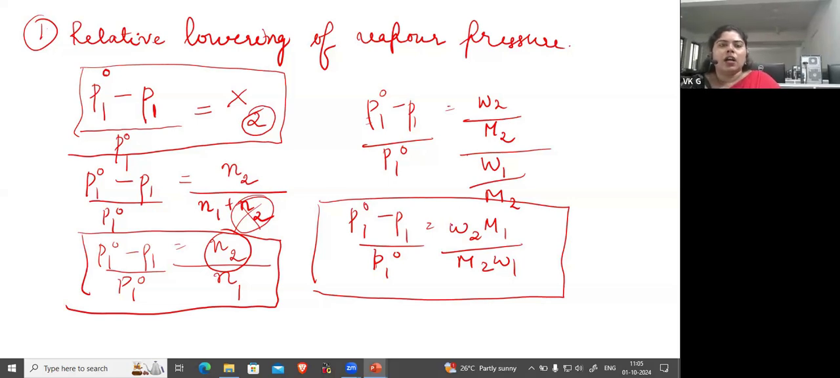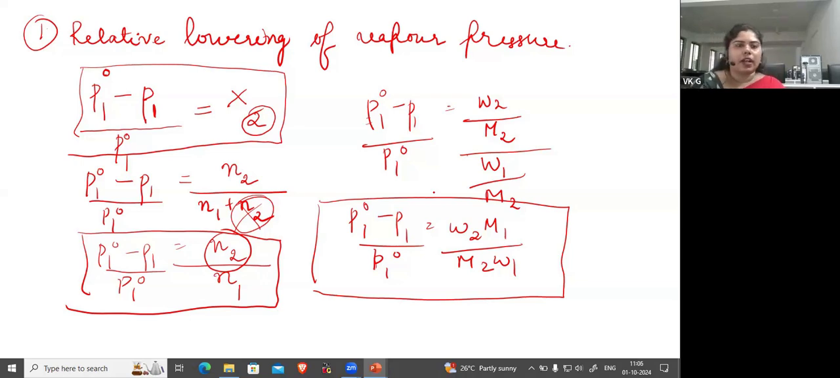Now, coming to the numerical part, how to use this in terms of problems, I'll tell you. So P1 naught minus P1, please recite the formulas once again. That is (P1 naught minus P1) divided by P1 naught is equal to X2. One more, you can write it in this form: (P1 naught minus P1) divided by P1 naught is equal to N2 by N1 for a dilute solution. Or the last formula will be (P1 naught minus P1) divided by P1 naught is equal to W2 M1 divided by M2 into W1. This way also you can tell.